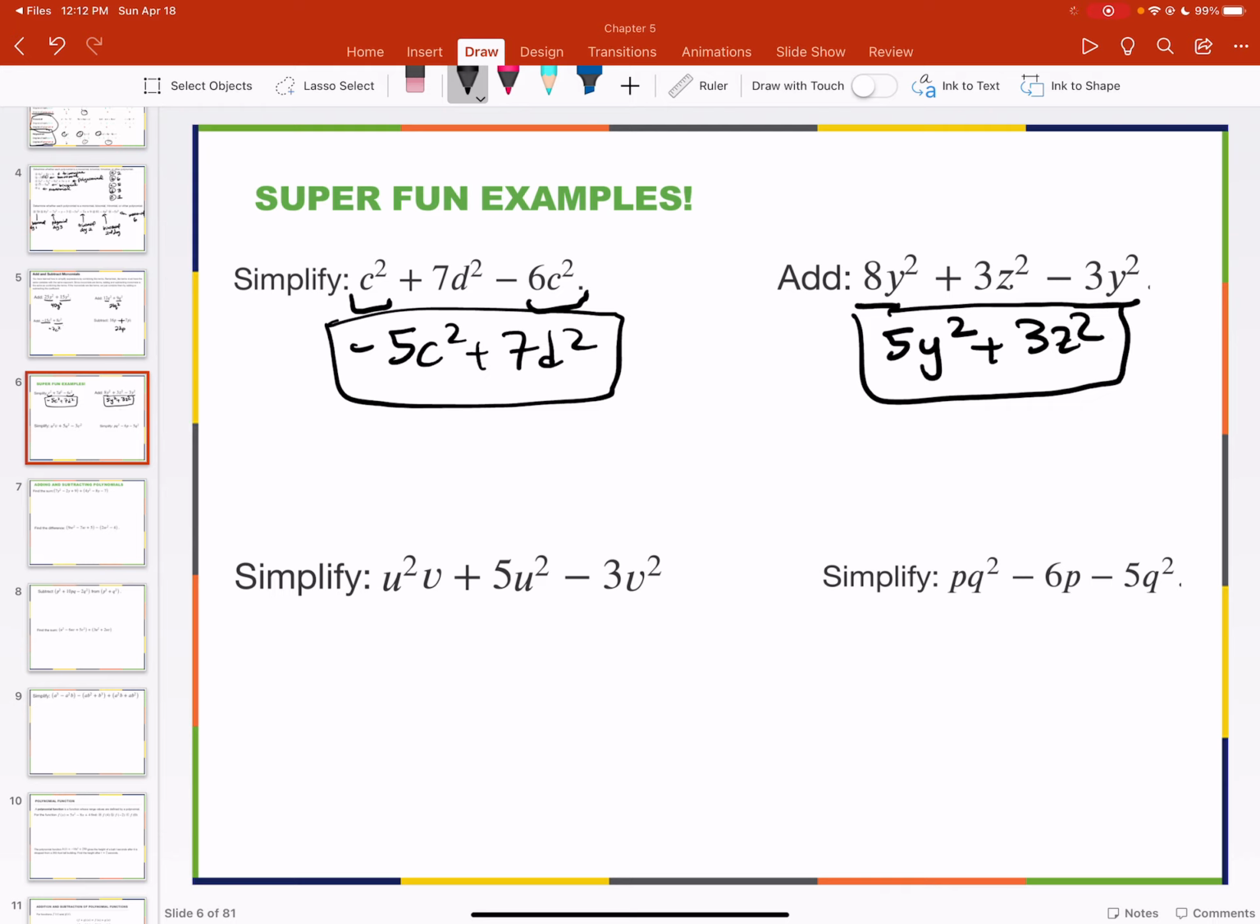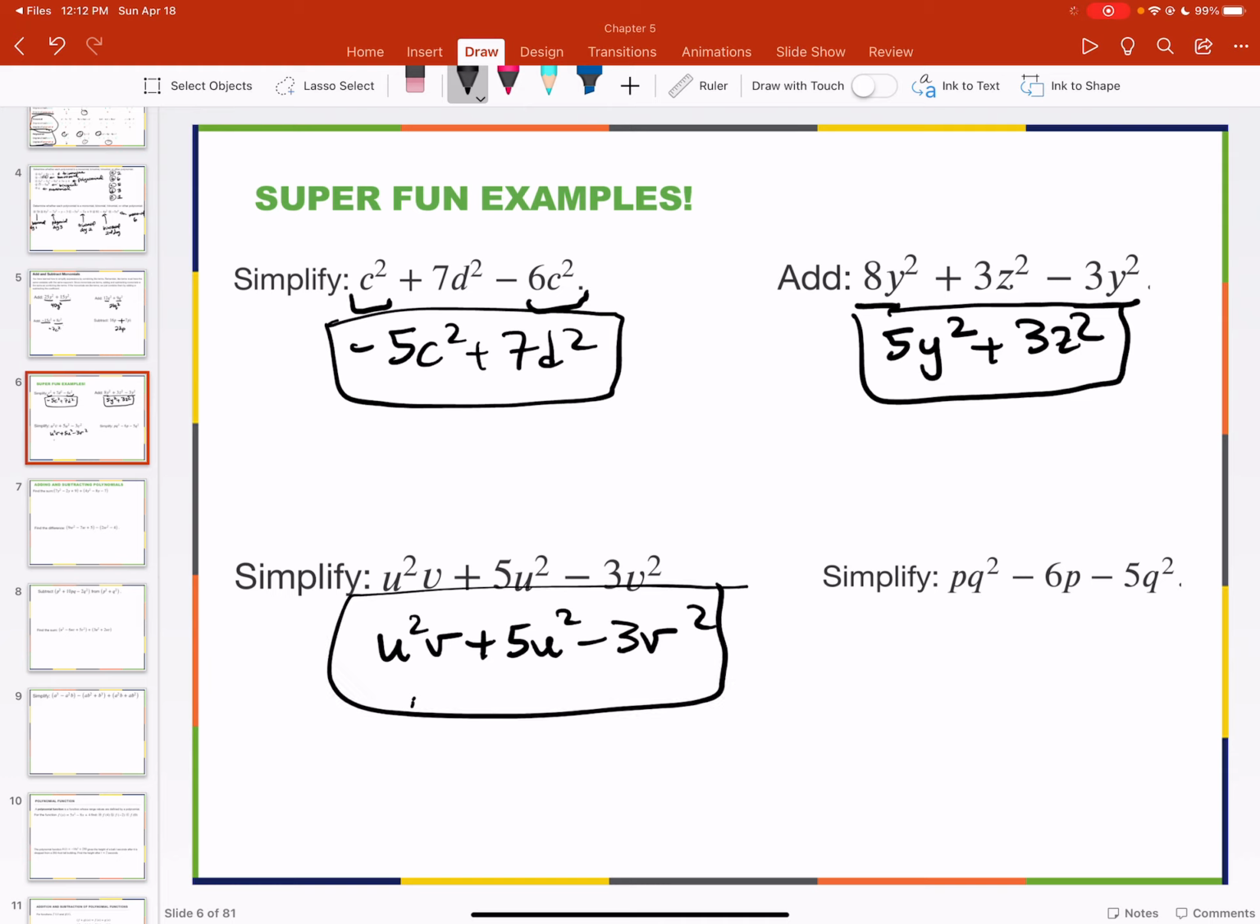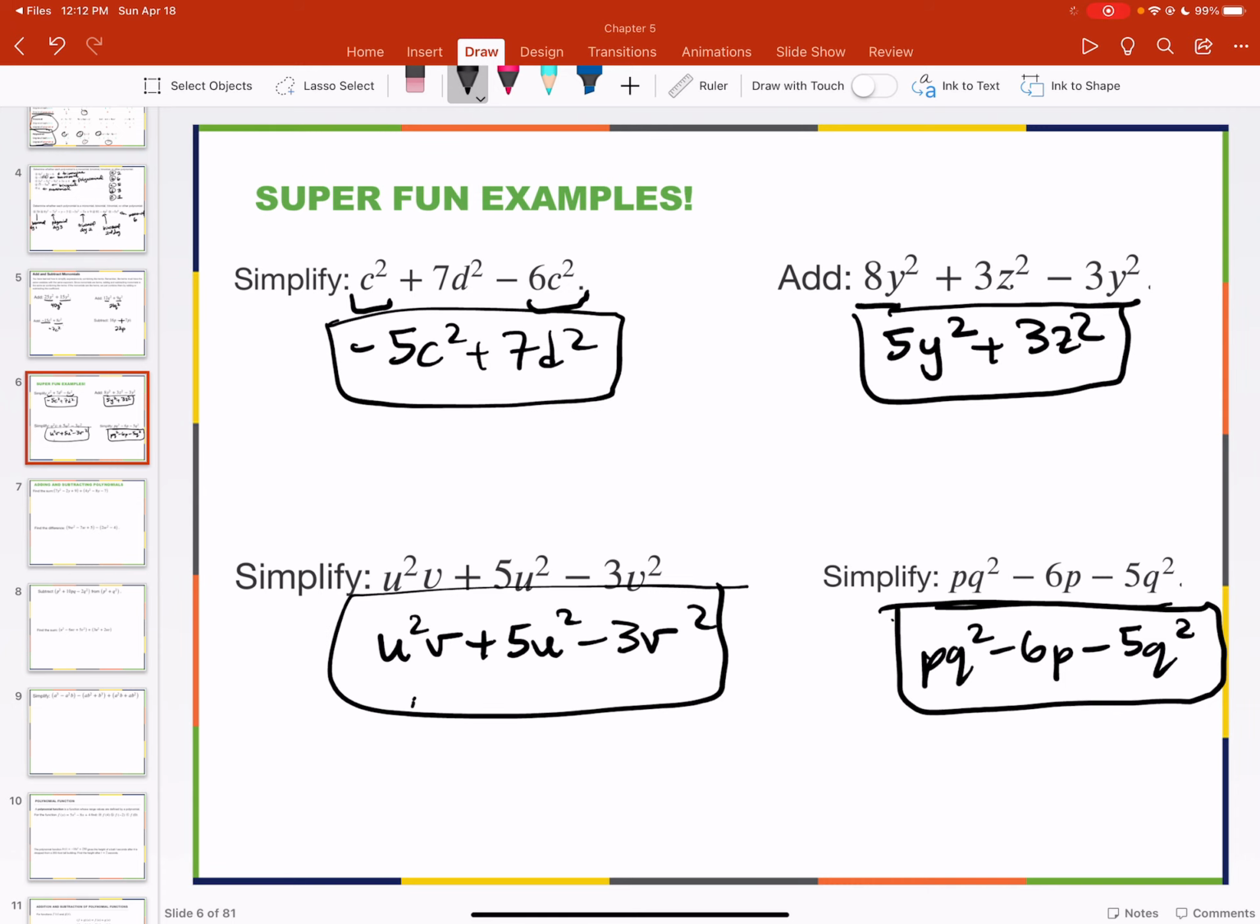Okay, so here we have u squared v plus 5u squared minus 3v squared. We can't do anything here, so you just leave it as is because I can't combine any of these terms. None of these terms are alike. Same thing here, right? pq squared minus 6p minus 5q squared. I can't combine any of these, so leave it as is, okay?